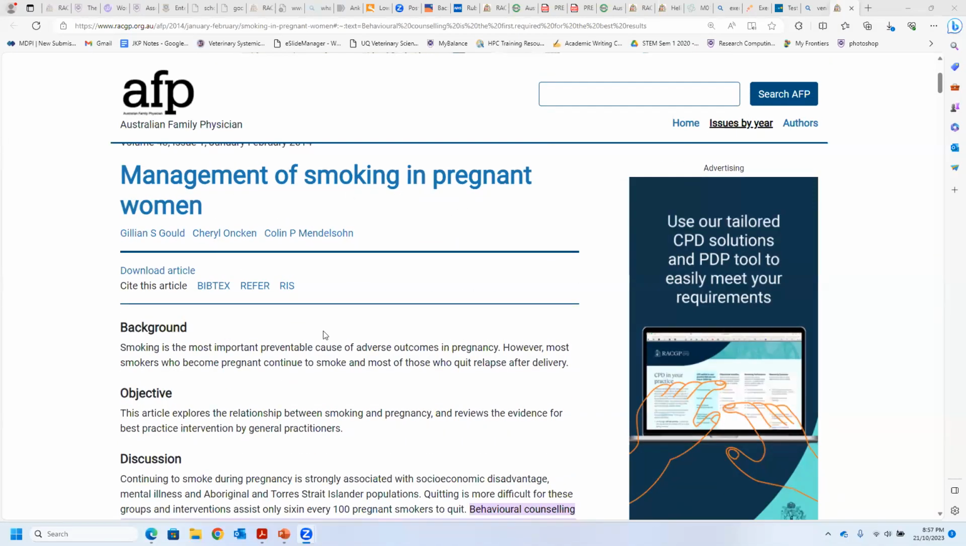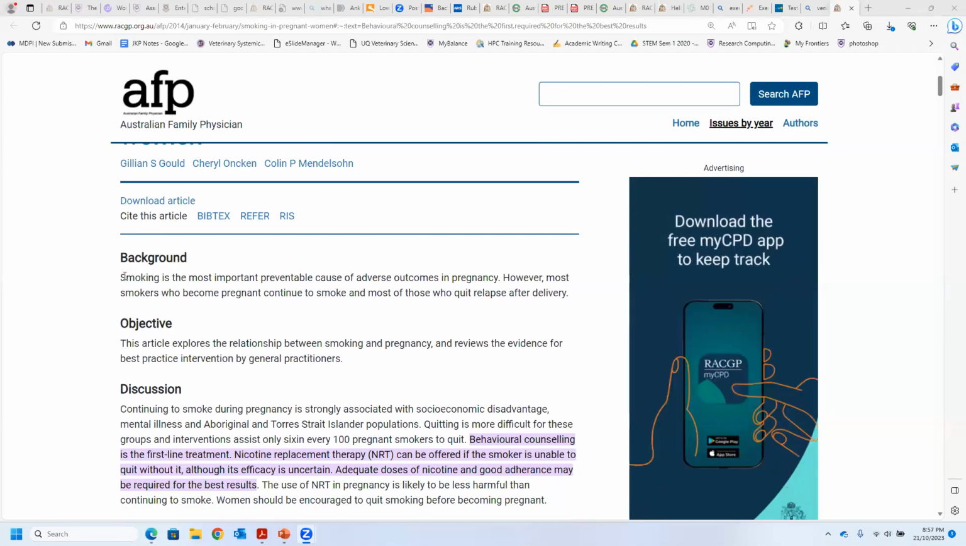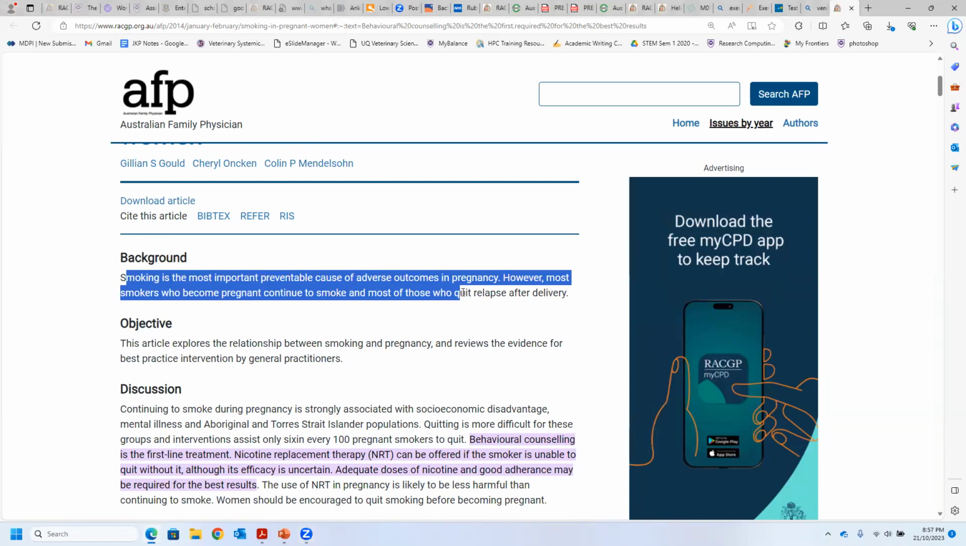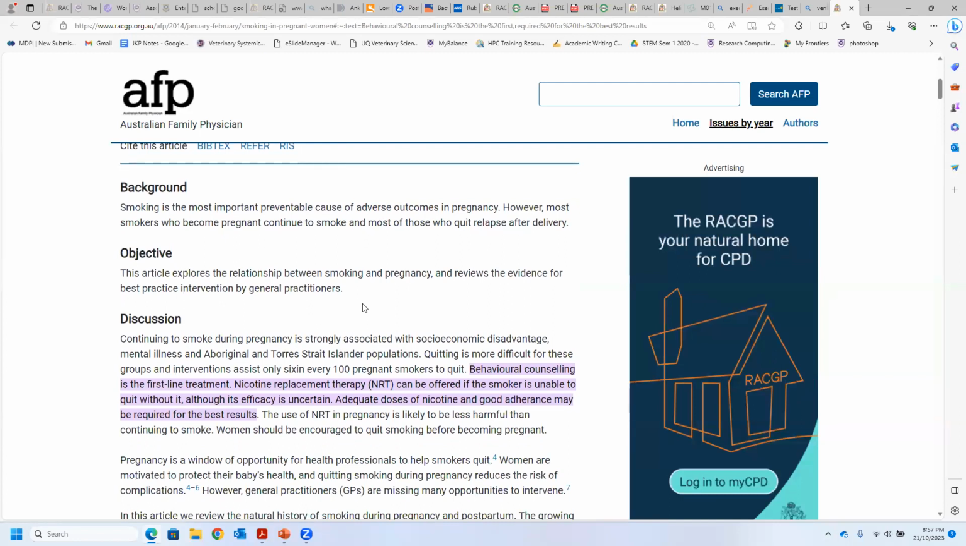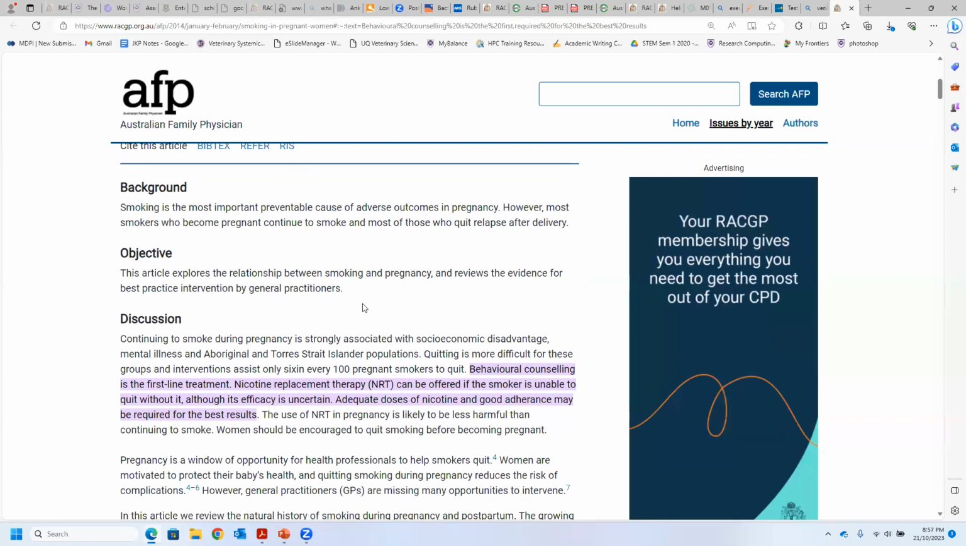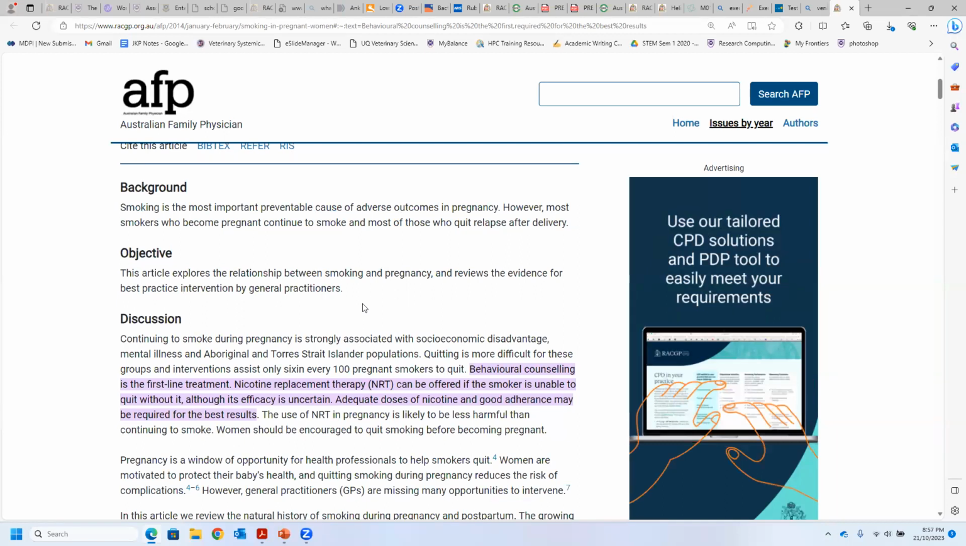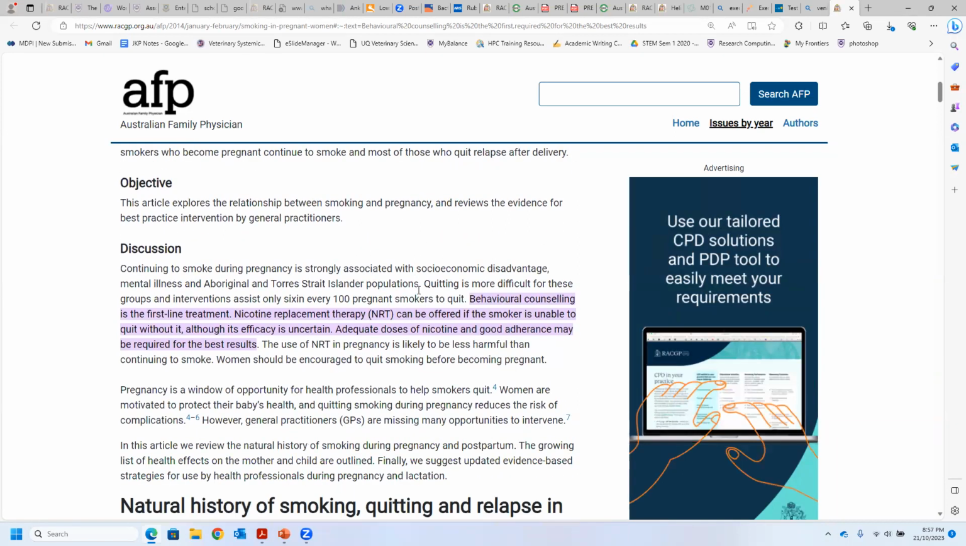Management of smoking in pregnant females. It's the most preventable cause of adverse outcomes in pregnancy. However, most smokers who become pregnant continue to smoke, and most of those who quit relapse after the delivery because it's an addiction. It takes time to cut down on it. It takes a lot of support to cut down on it. So what can we do?